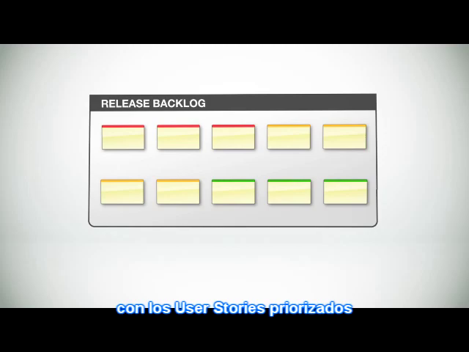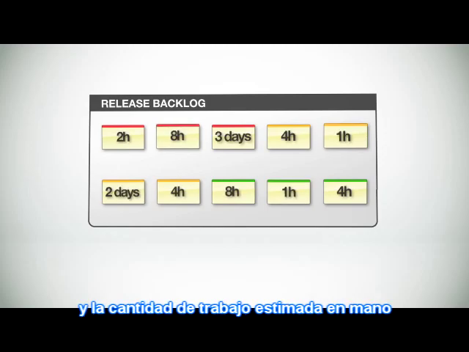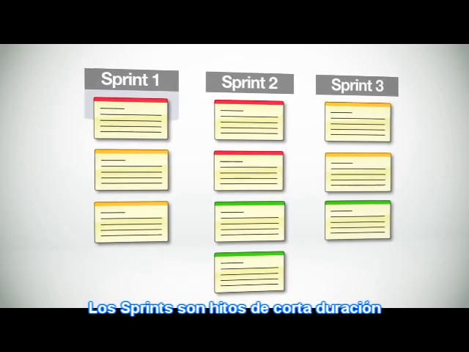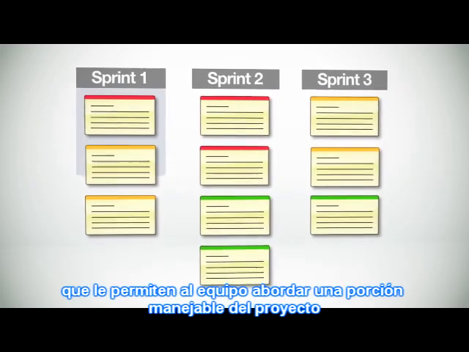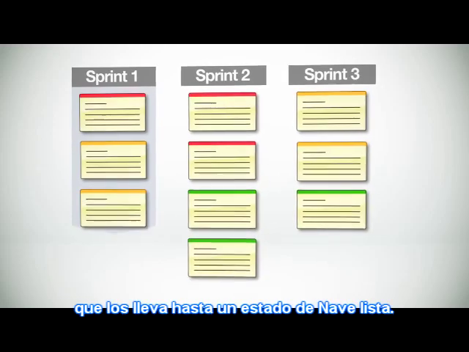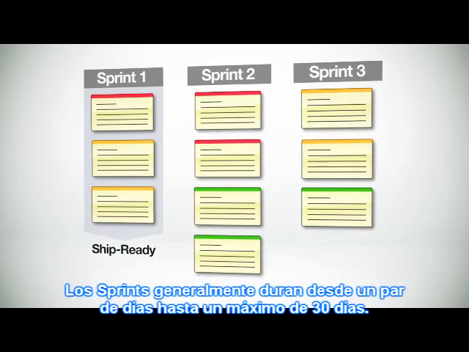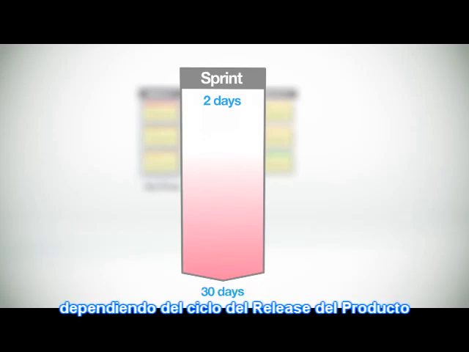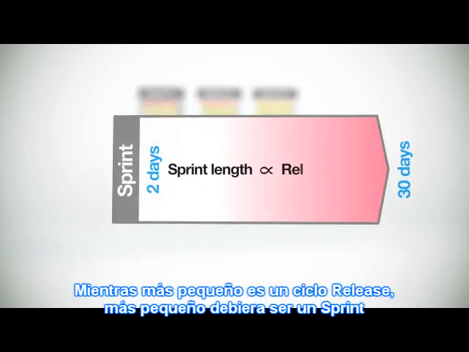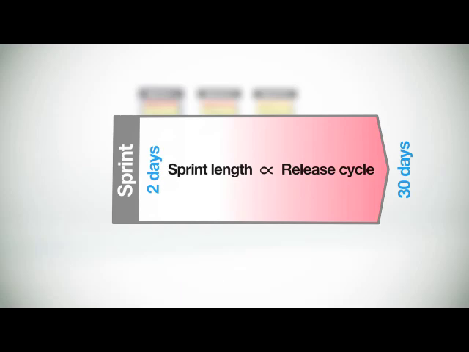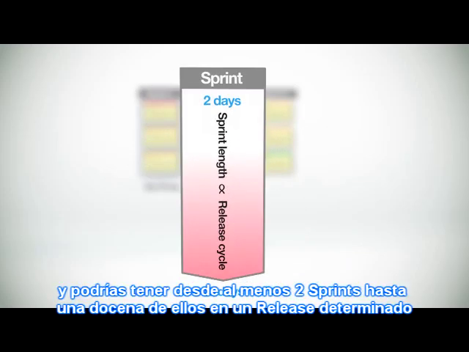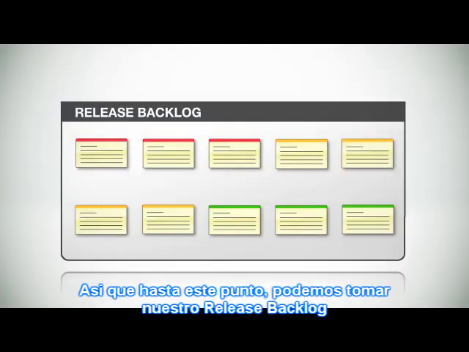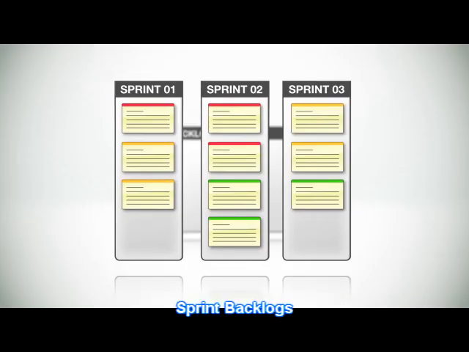With a prioritized set of user stories and the estimated amount of work at hand, we're now ready to plan out several sprints to get the work done. Sprints are short-duration milestones that allow teams to tackle a manageable chunk of the project and get it to a ship-ready state. Sprints generally range from a couple of days to as much as 30 days in length, depending on the product's release cycles. The shorter the release cycles, the shorter each sprint should be. And you'll want to have at least 2 to as many as a dozen sprints in a given release. So at this point, we can take our release backlog and split it up into several of these, sprint backlogs.